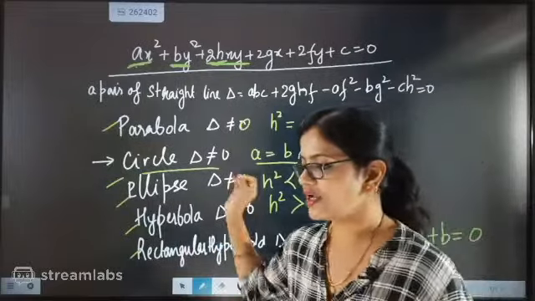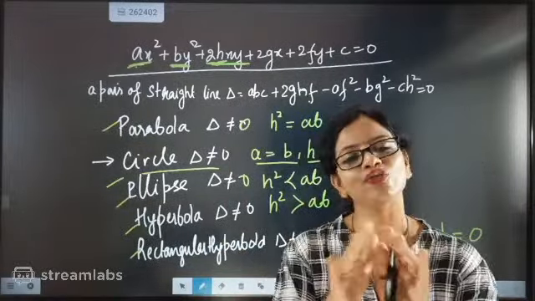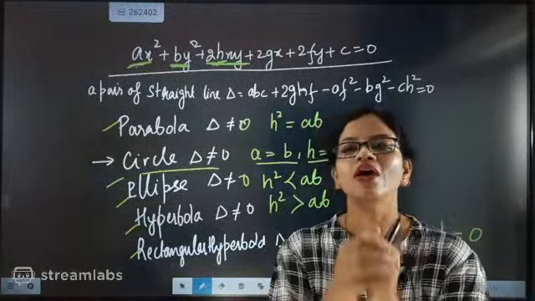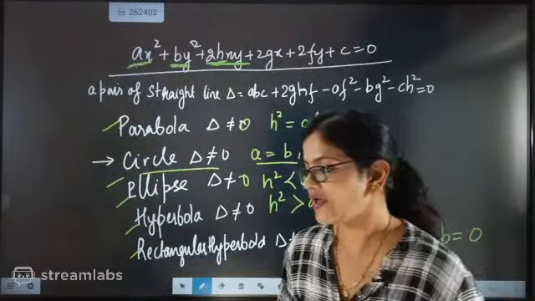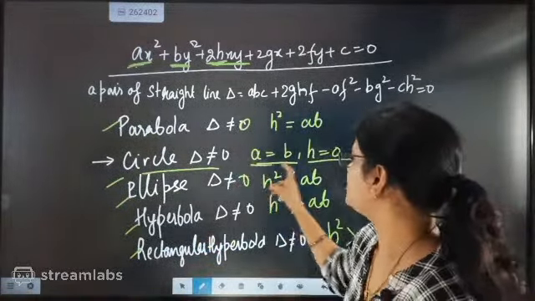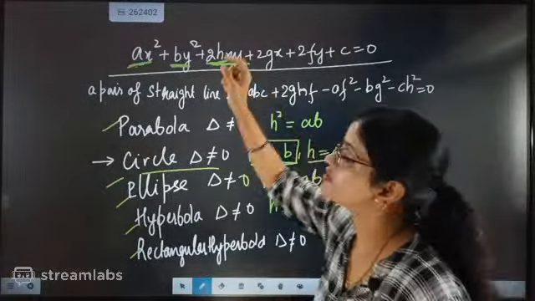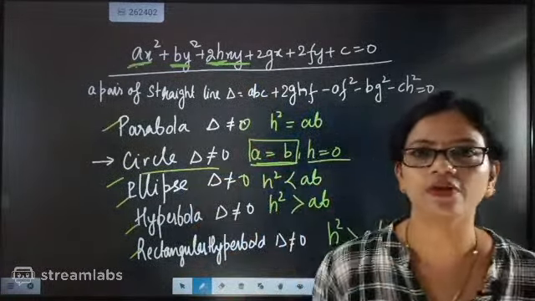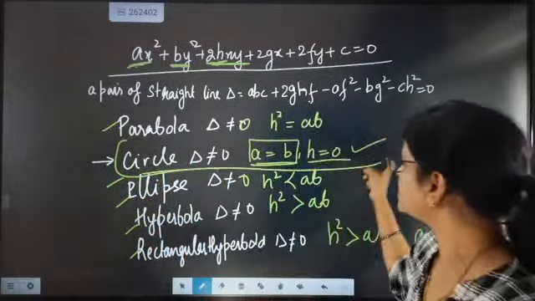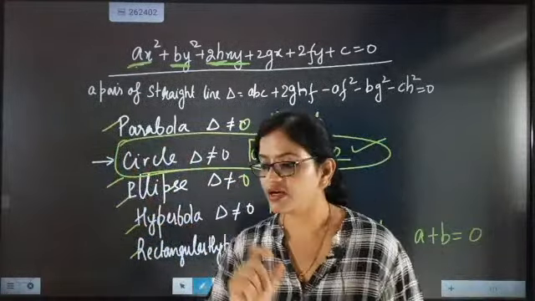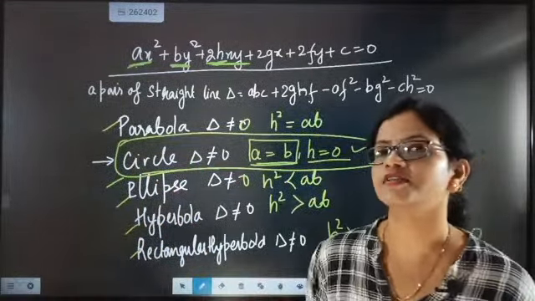I took the circle and told you that the coefficients of x square and y square are the same in a circle, and that's why we made a equal to b here. Then we said there is no xy term, so the h part will be equal to 0. So whenever we see the equation of a circle, this condition exists.